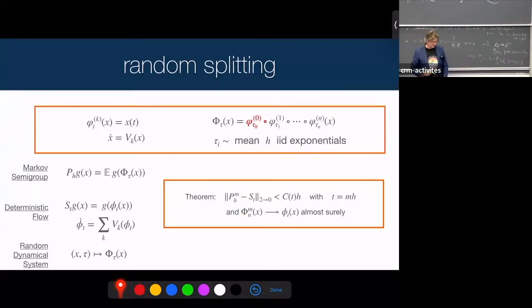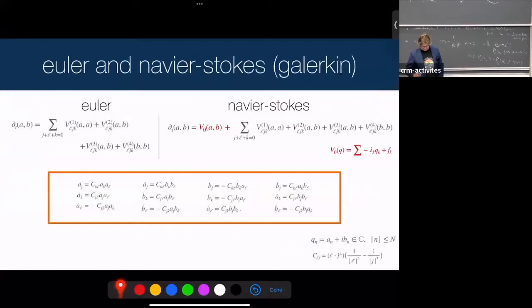Then these two things converge in some norm. This is the C0 to C2 norm, okay? I didn't really care about how good this norm was. All I wanted to show is that these converge. And Lorentz 96. So let me just show you what happens in Navier-Stokes.